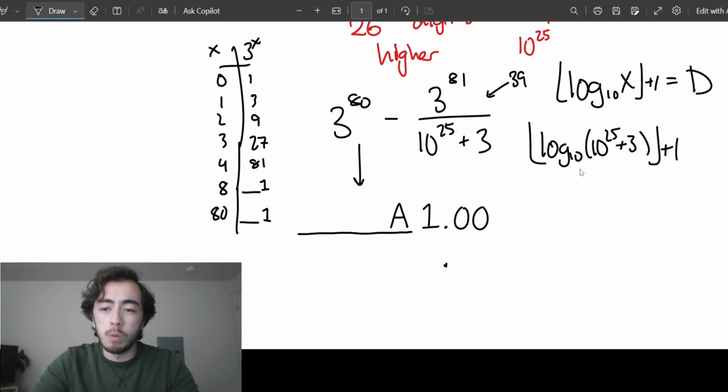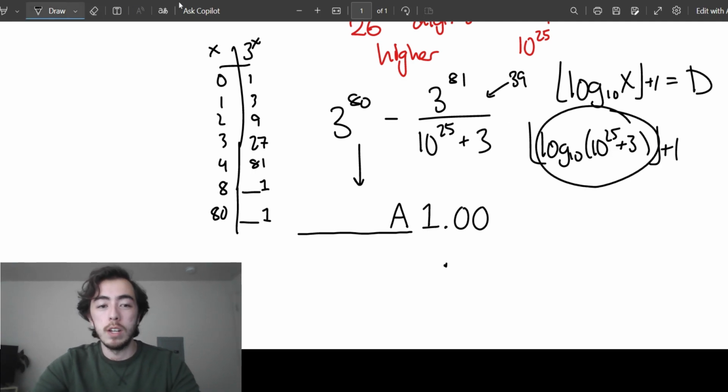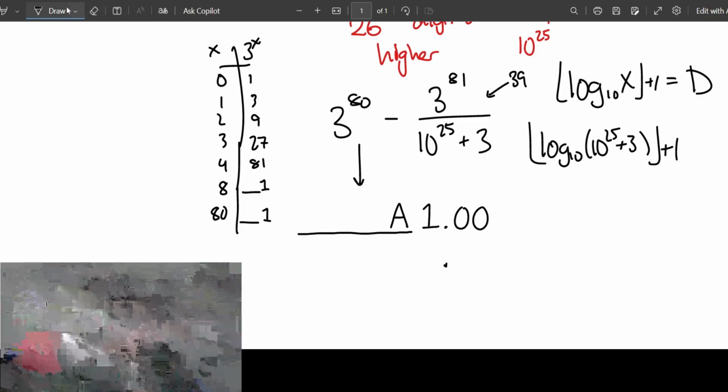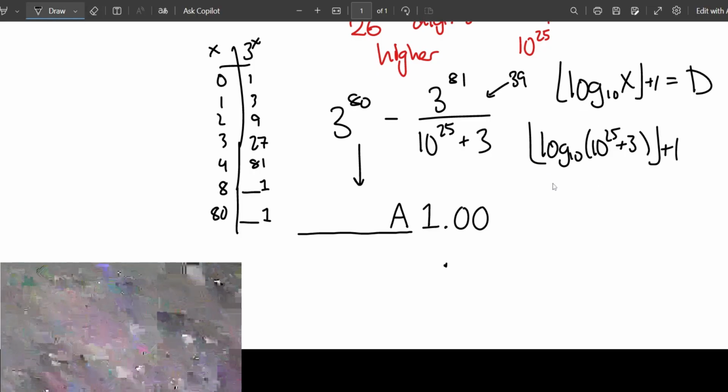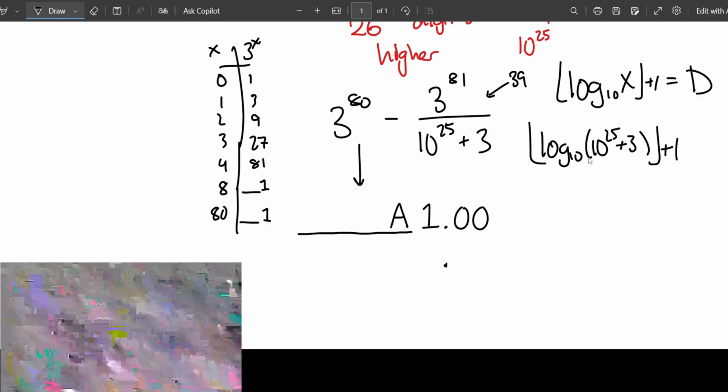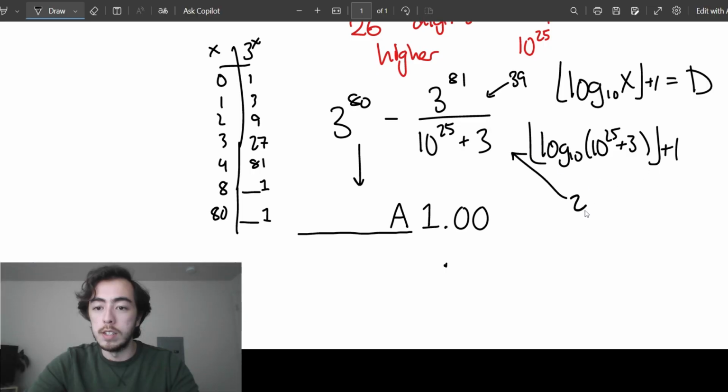This should be really, really close to just 25, because if this 3 weren't here, it would be exactly 25. And then increasing the argument of my logarithm just by a little bit won't really change my value of the logarithm itself too much. Essentially, it'll be just a little bit above 25. Flooring it will make it exactly 25 again. Adding the 1 shows me that this is a 26-digit number.